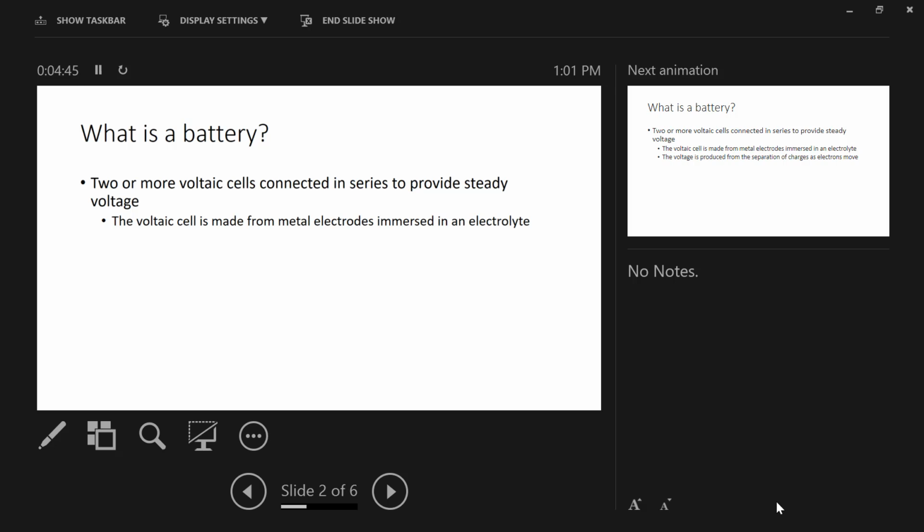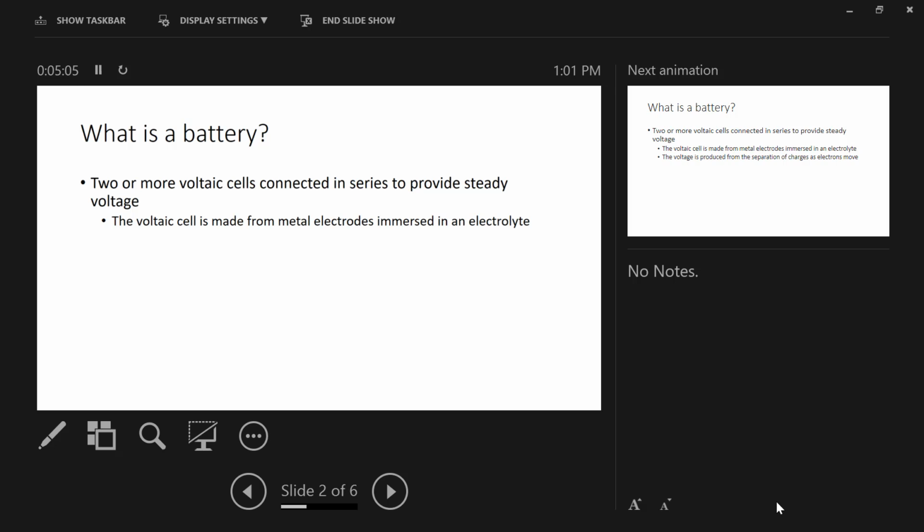What a battery is. Okay, so you're like, okay, well, a battery is two or more voltaic cells connected in series. And now you know, okay, a voltaic cell is metal electrodes immersed in an electrolyte. And so here's a container. Here, I'm going to draw a battery for you.